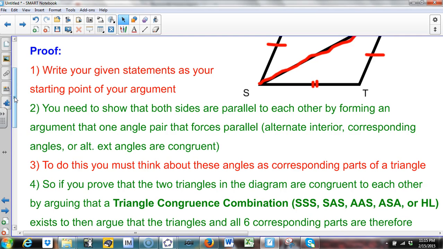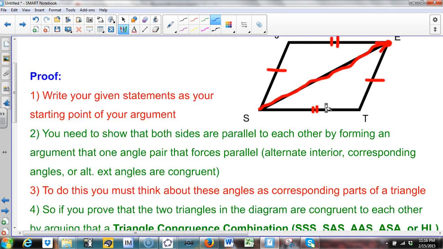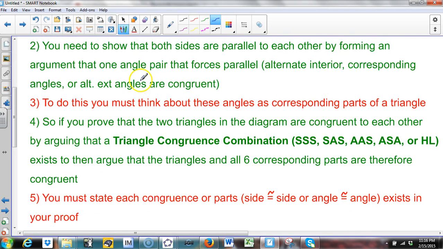Like there's an alternate interior congruence in angles, there's corresponding angles, or alternate exterior, and show that those angles are congruent and that they have to be, right? So if we have some in here, for example, the way this picture looks, the way this diagonal or this vector is drawn, we can argue that if these two triangles are congruent to each other, right, that's the next thing that we have to think about.